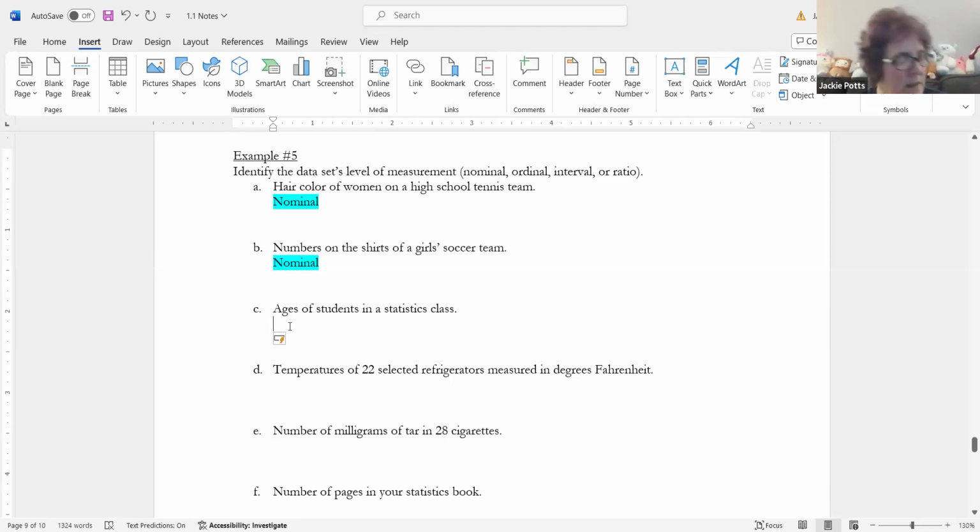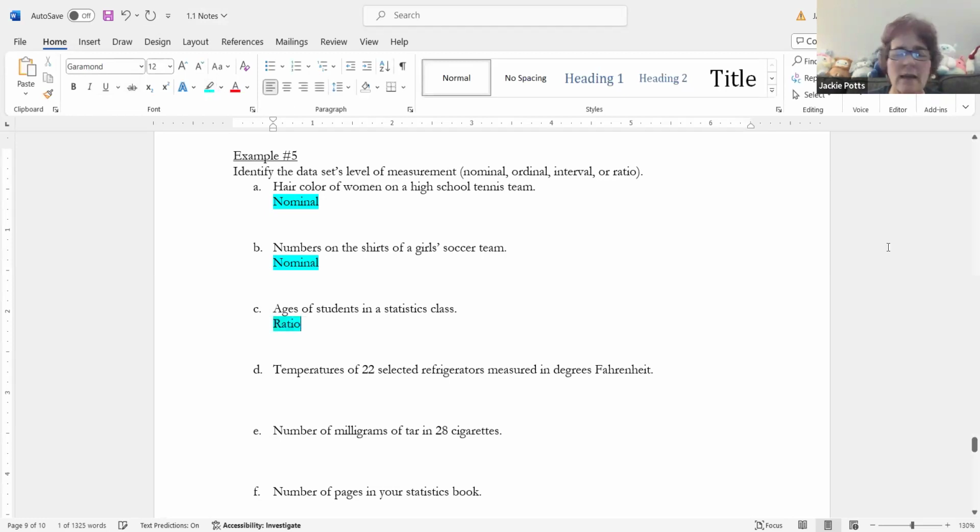Now, ages of students in a statistics class. If you told me interval, this would be one where I would say, explain your definition, because officially it is a ratio. Not exactly one that I agree with. I'll be honest. Again, it's that context and perspective.